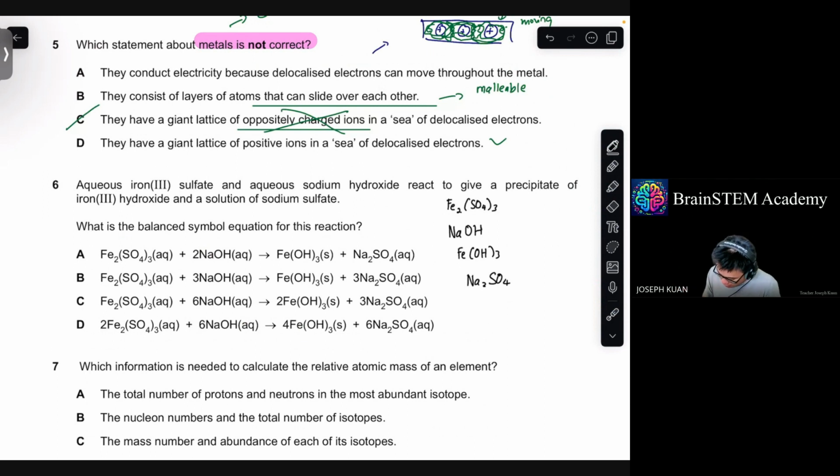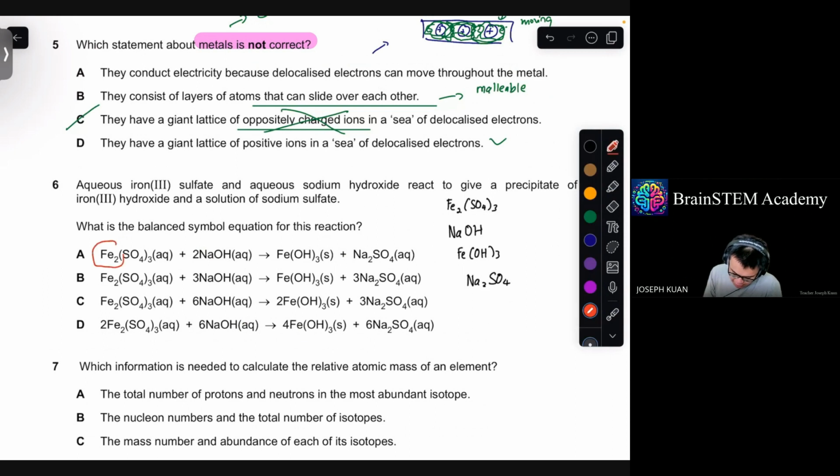So let's look at A. Well, you can see that here on the left-hand side, there's 2 iron, but on the right-hand side, there's only 1. So you don't have to check others anymore. This is wrong. Look at B. Same issue here. 2 irons on the left, but only 1 iron on the right. So this is also wrong, not balanced at all. So it's either C or D. If you look at iron, they do have the same numbers on both sides for both options.